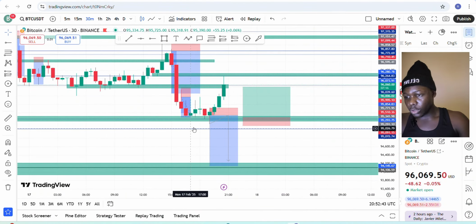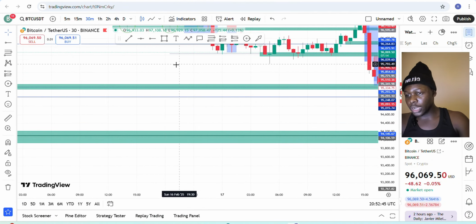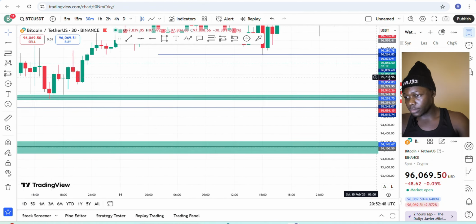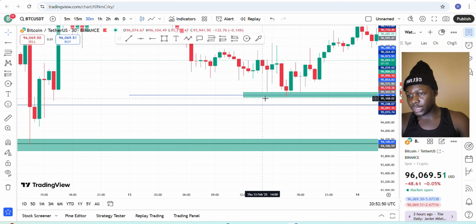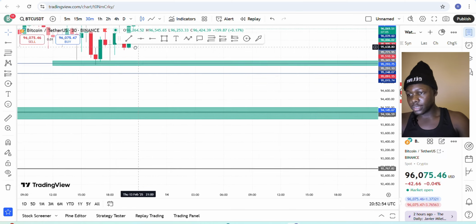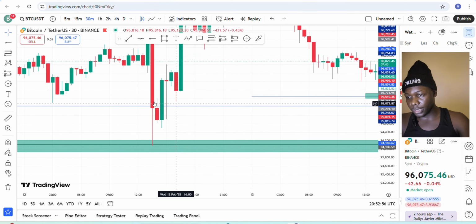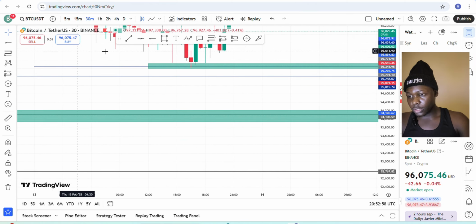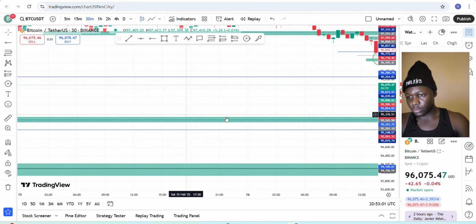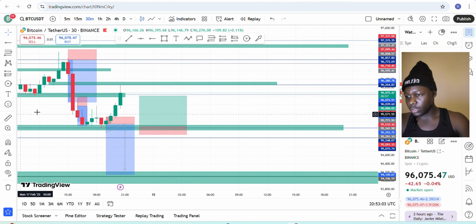And over here, looking at this, we already have this area over here. Look here, you see there are a lot of wicks here. And if you look back here too, there's still another one here. So this area is valid. It's totally valid. So what do you do?